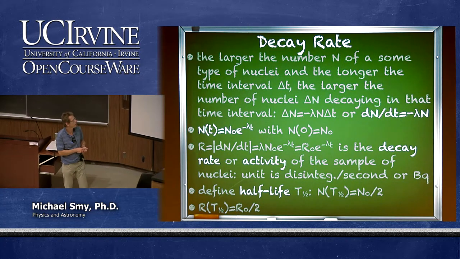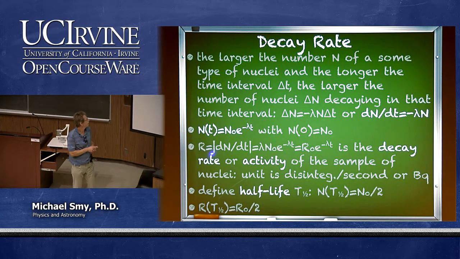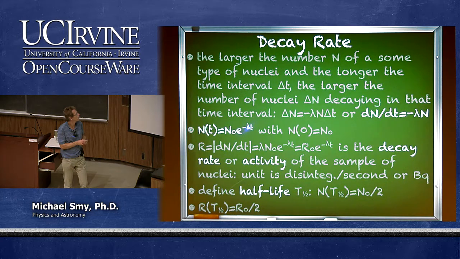That is the defining equation of an exponential function. So the number of nuclei as a function of T is the number of nuclei at time equals zero times an exponential function with the decay constant in the argument. Then the activity or the decay rate is the time derivative of this function, which is just minus lambda times this function. And if you discard the minus sign, then we just get lambda times N naught times e to the minus lambda t. And we call this lambda N naught R naught, the activity at time equals zero. And the unit for activity is per second, disintegrations per second, or becquerel.